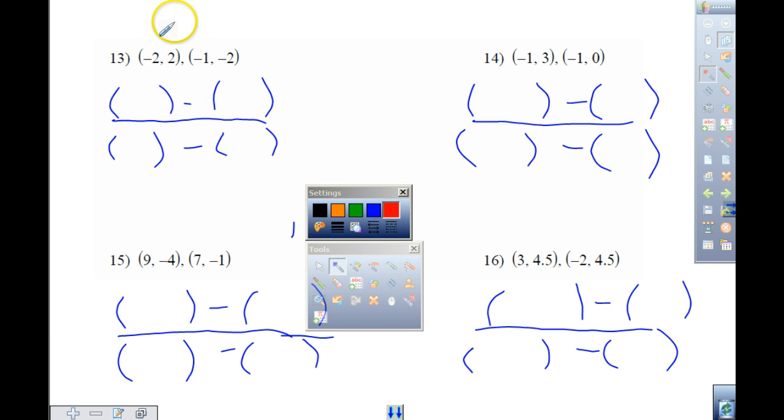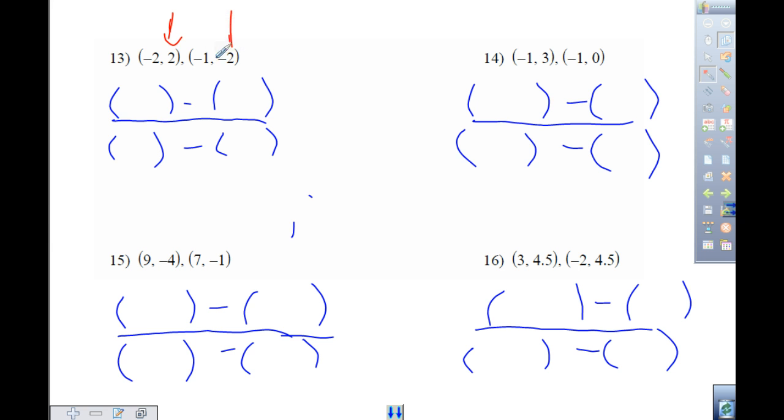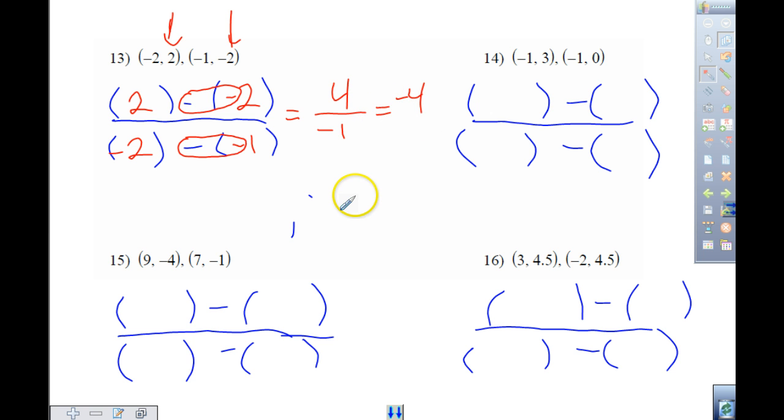Colors here, and then okay, y values on top, 2 and negative 2. X values on the bottom, negative 2 and negative 1. And you can see here, double negative. Bottom, double negative. So this is 2 plus 2. That's 4. Not 2 minus 2, but 2 plus 2. And on the bottom, negative 2 plus 1. And negative 2 plus 1 is negative 1. So we get negative 4.